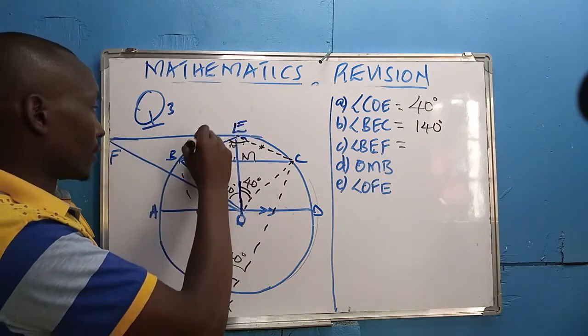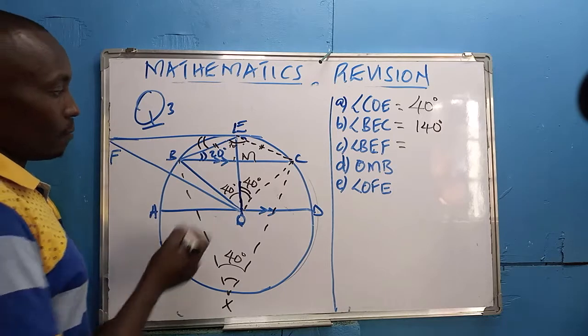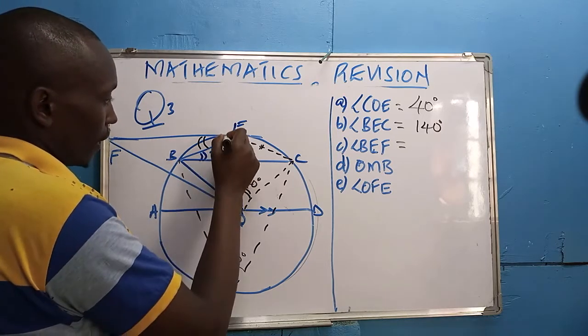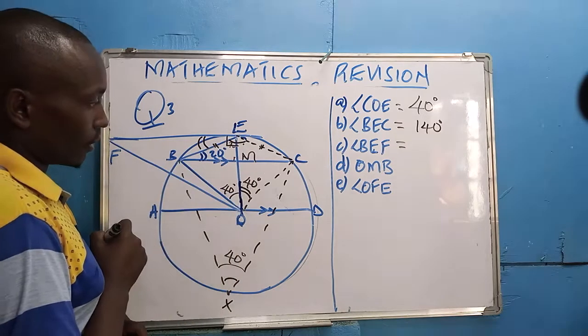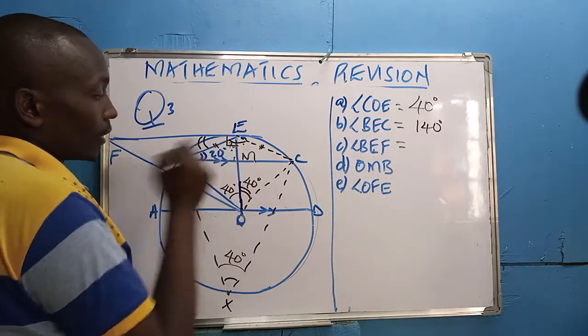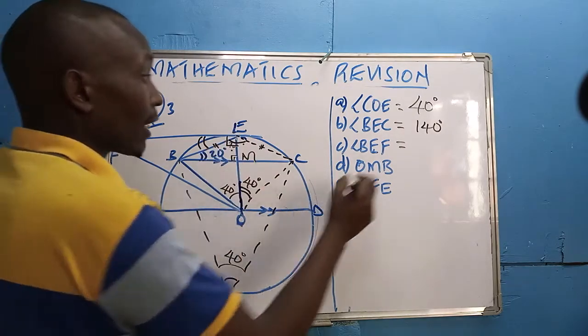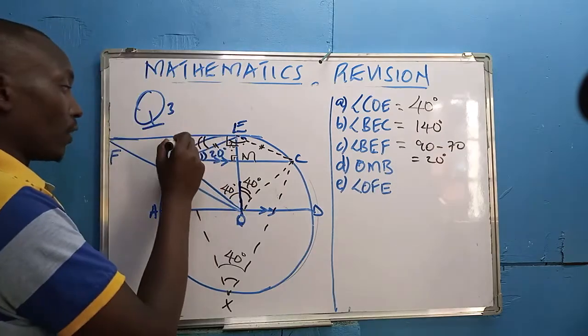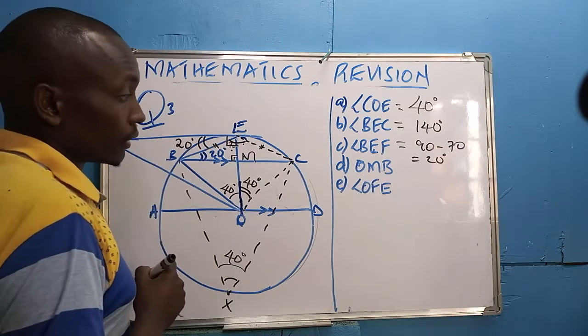BEF. Yes, this angle here. As simple as I've done, this one, the angle here is 90. Yes, that's 90. Already we know the inside is 70. So 70, 90 minus 70. The angle we're looking for here is 20.